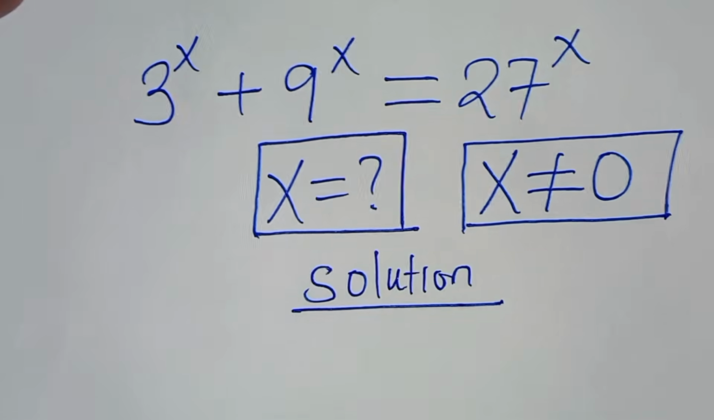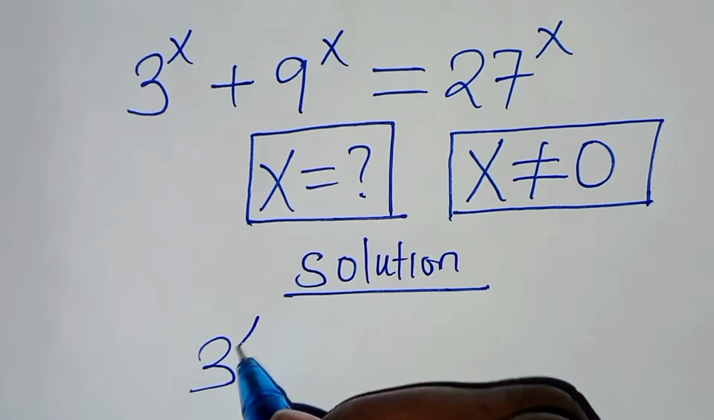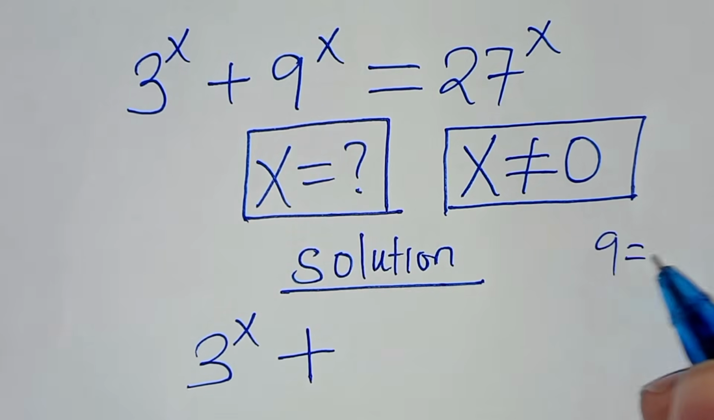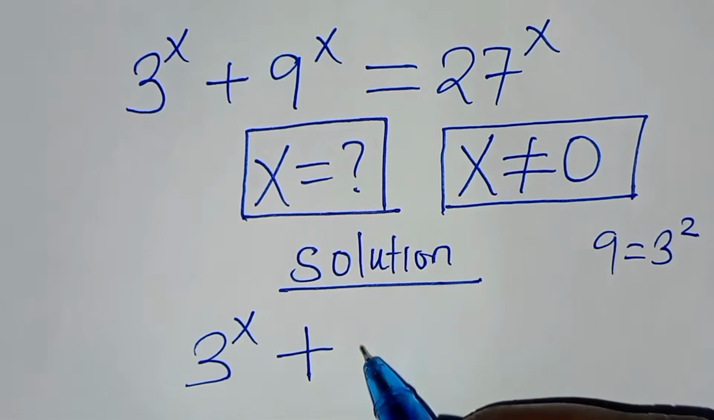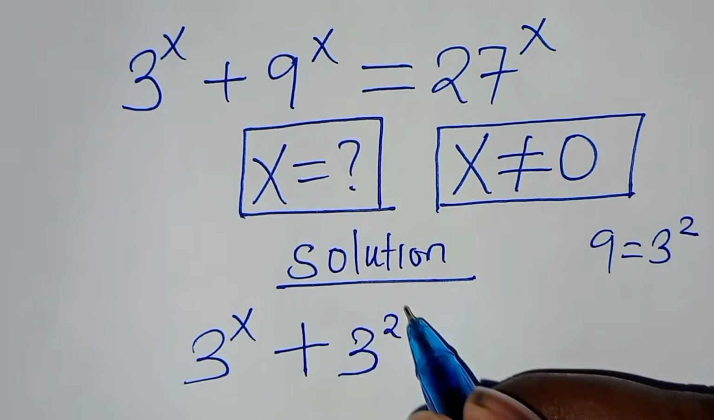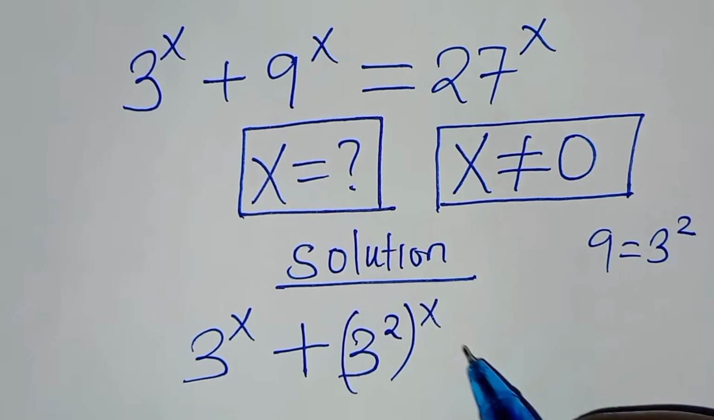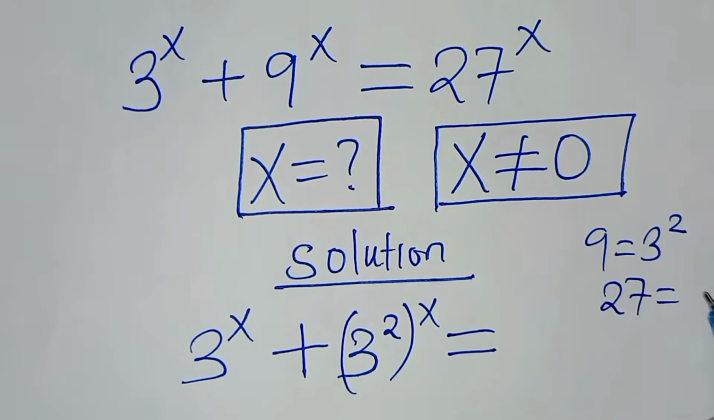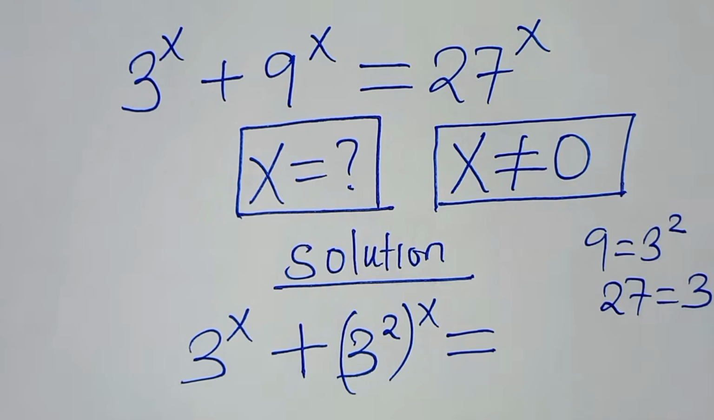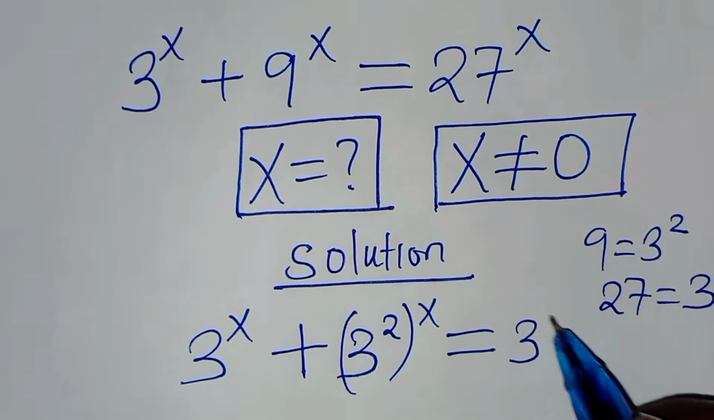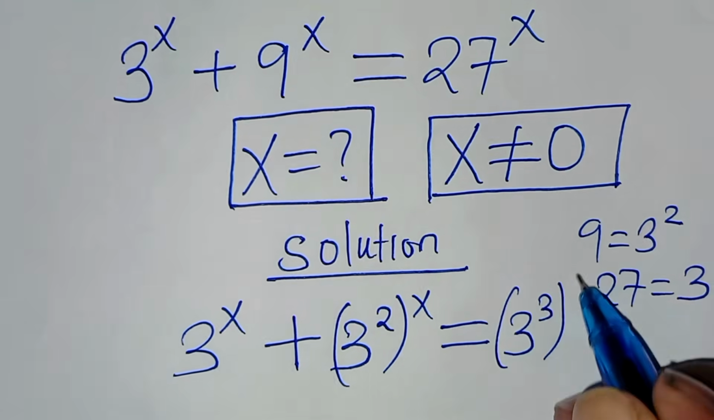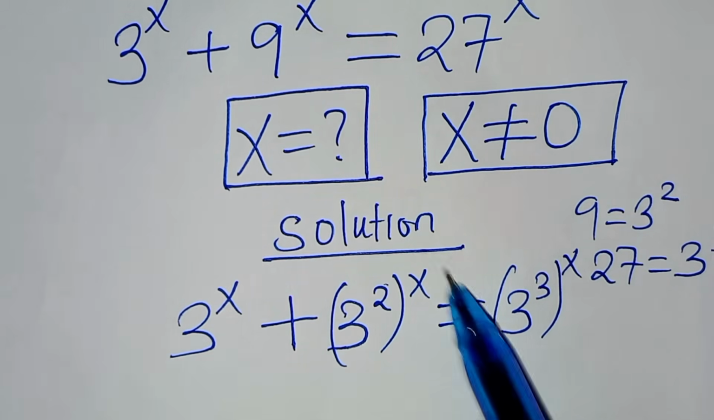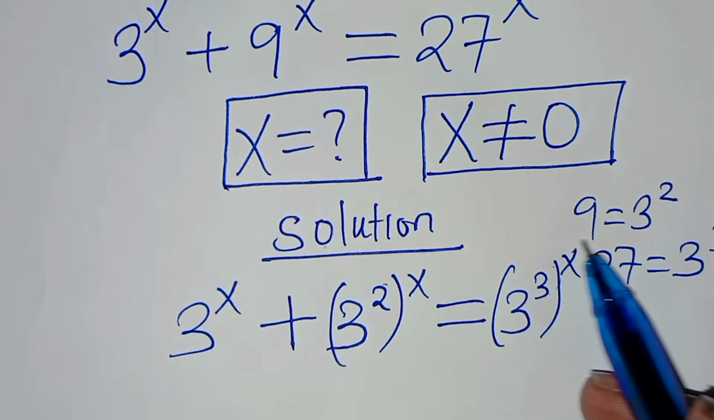Now, we have 3 to the power of x plus, we can express 9 as 3 to the power of 2. So this is the same thing as 3 to the power of 2 raised to power x. This is equal to 27 raised to power x. So we can express 27 as 3 to the power of 3. So here we have 3 to the power of 3 raised to the power of x.